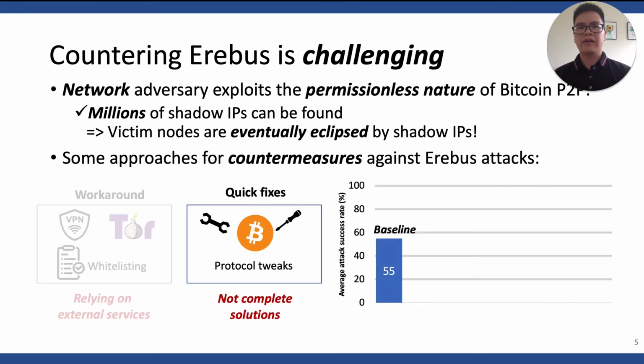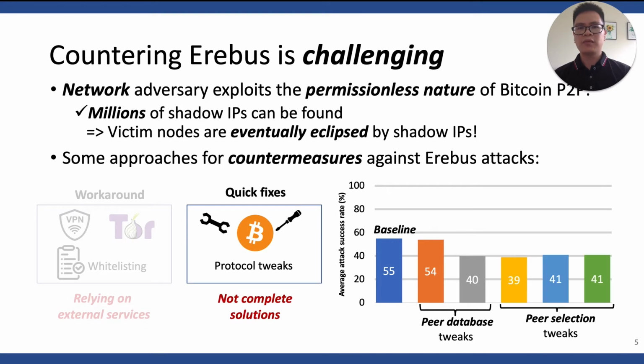Indeed, we evaluated the effectiveness of available protocol tweaks, and here are the results. The y-axis shows the attack success rate of the Erebus attack, and lower values show better defense. For the accurate definition of the attack success rate, please refer to our paper. Here, we evaluate some tweaks on how peer IPs are managed in the database, and some tweaks that improve the peer selection procedures. As we can see from the chart, all available protocol tweaks show only marginal effectiveness against the Erebus attack.